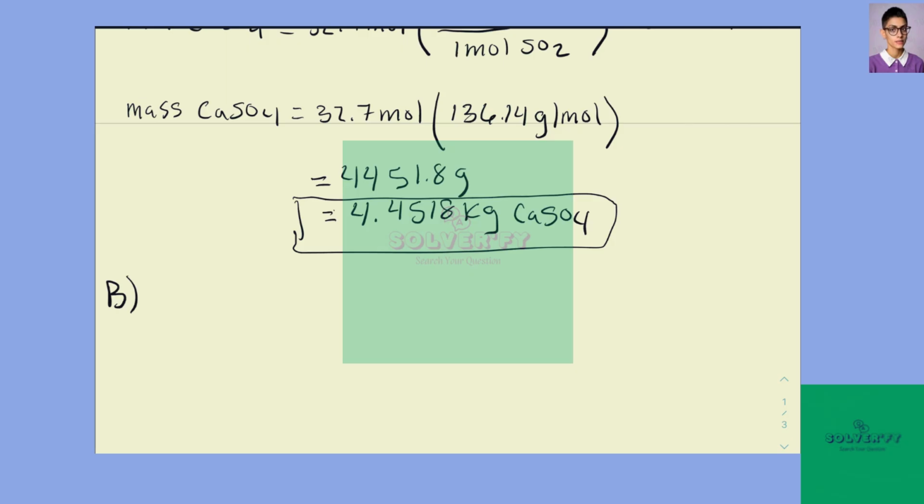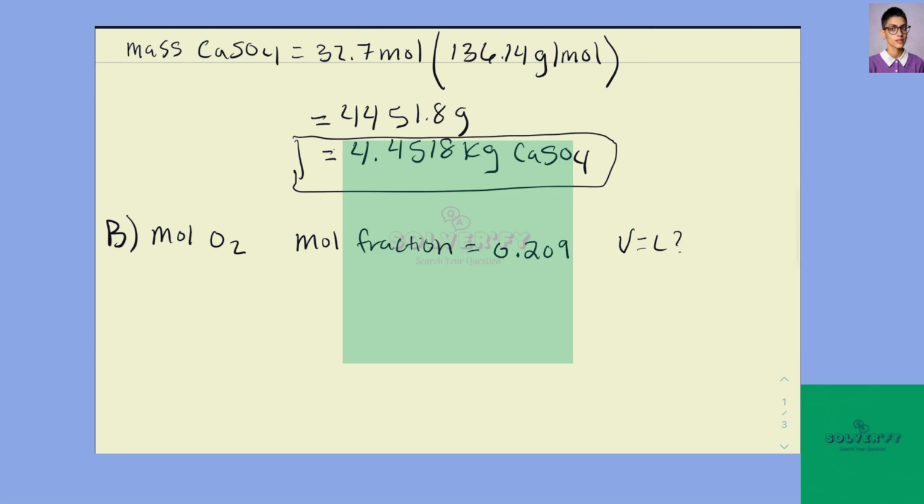All right, so for the second part of this question, they're asking us the volume of air needed to react with all of the calcium sulfite. So to figure that out, we're going to need to figure out the moles of O2. They do give us the mole fraction for O2, and it's equal to 0.209. And then we're looking for the volume of air in liters.